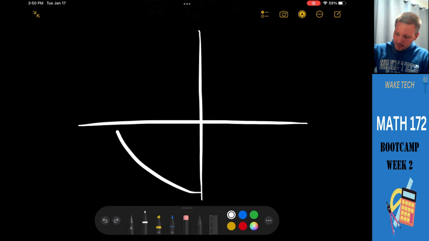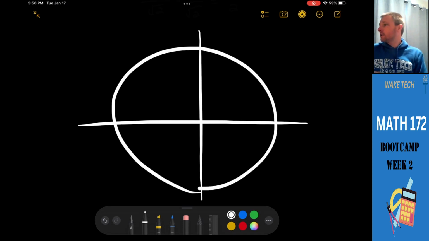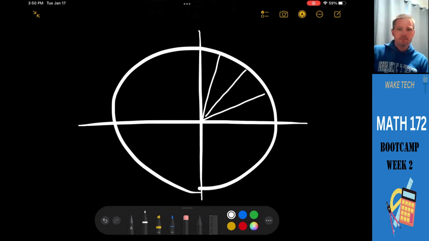So let's say we're trying to draw a unit circle. We know that there's a 30, a 45, and a 60-degree angle. We need to label them. My iPad's updating kind of slow. 30, 45, 60.